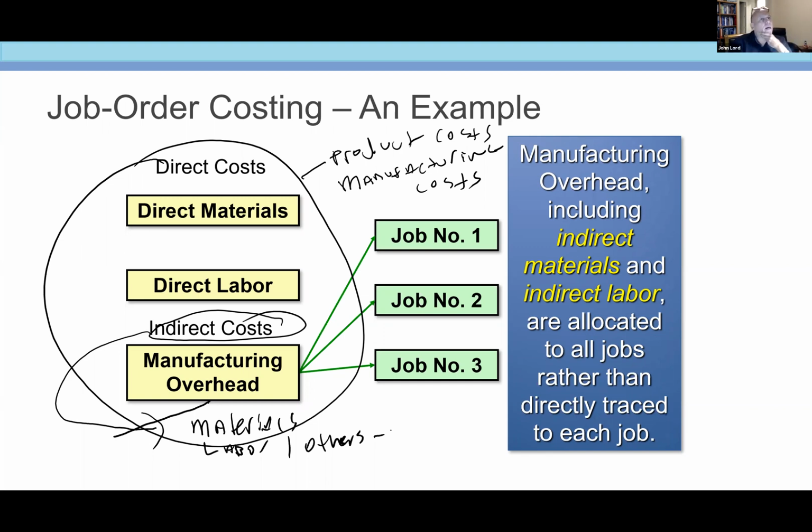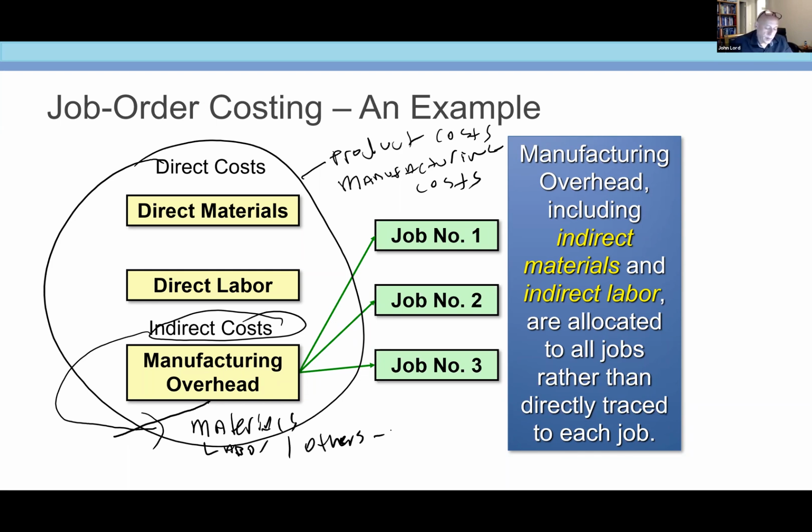Good. How about rent on the administrative building? Is that manufacturing overhead? No, it's a non-manufacturing cost, and it is therefore what? An expense in the period incurred, as opposed to being tracked through the balance sheet as raw materials, then work in process, and then from work in process to finished goods, finally finished goods to cost of goods sold when it finally hits the income statement. Good. Okay, excellent.